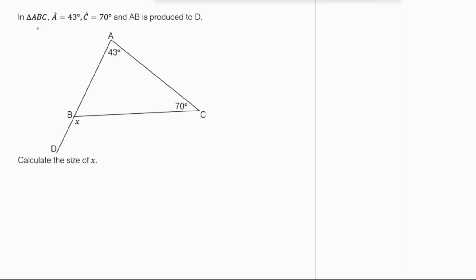Welcome back. Let's do this question. In triangle ABC, angle A is 43 degrees, angle C is 70 degrees, and AB is produced to D. Calculate the size of X.